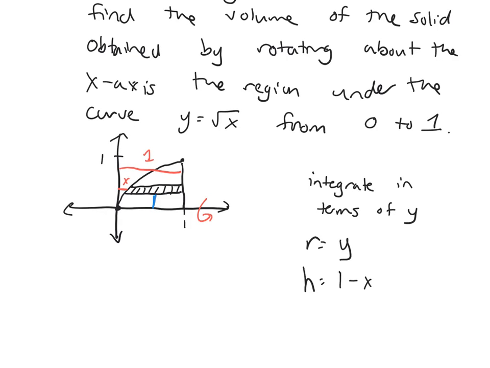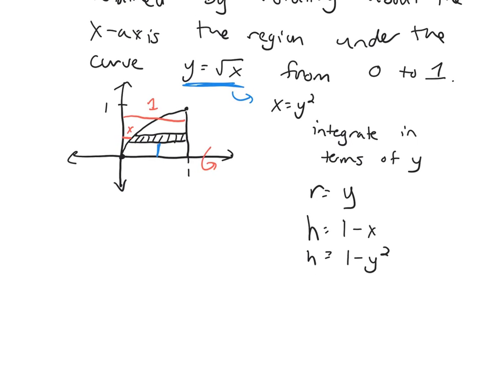This x comes from this function right here, y equals the square root of x. So I need to solve for x in that equation. What do I get when I solve for x in that equation? Y squared. So if you take this equation and solve for x, you're going to get x equals y squared. So it's 1 minus y squared. That's your height. Once you know your radius and your height, you're good to go.